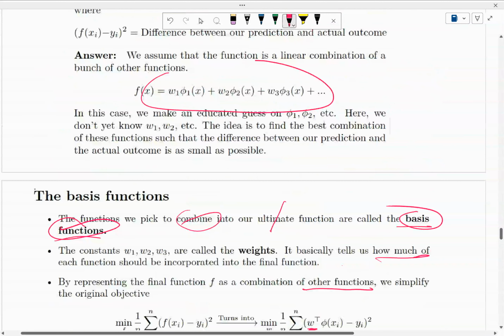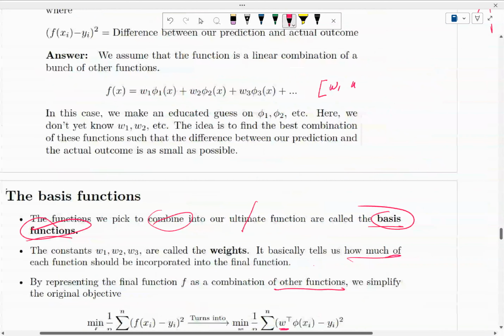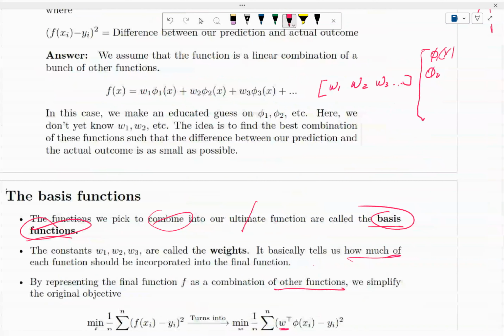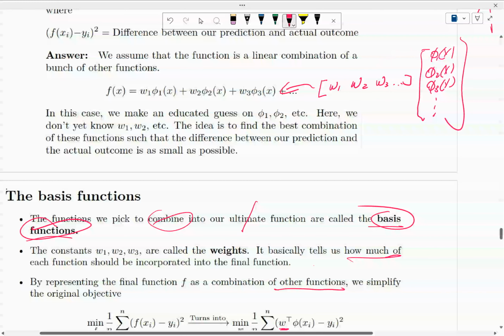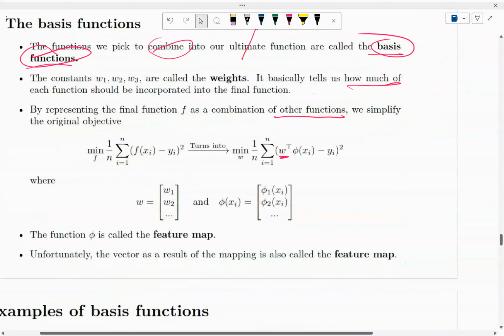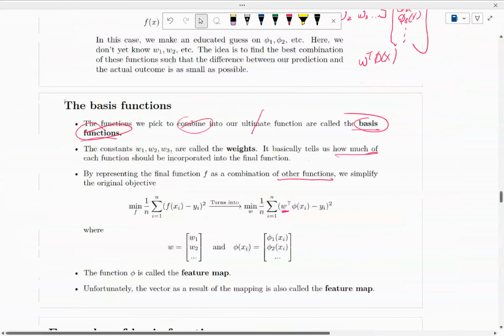But if you go back to your linear algebra, this is also equal to W1, W2, W3, and so forth, times phi 1, phi 2, phi 3, and so forth. Notice how if you just multiply them together, it gives you the same equation. Instead of W1, W2, W3, we're just going to call it W, so that represents this entire vector. And this right here, I'm just going to call it phi of x. So that's how we got to this point.